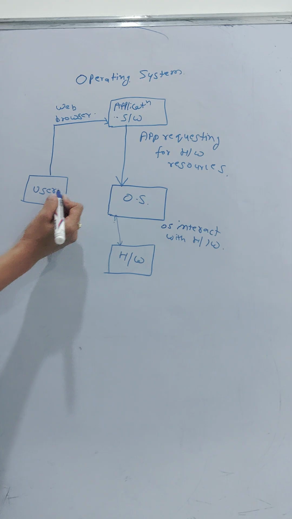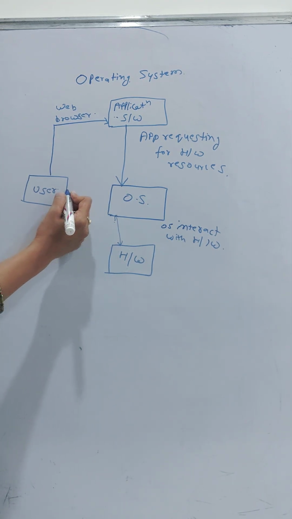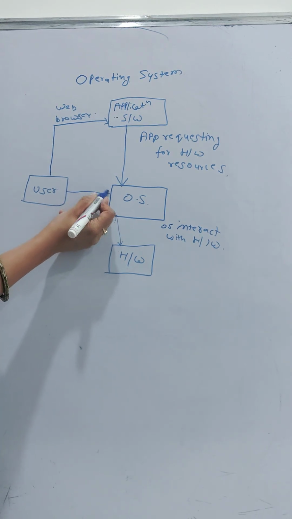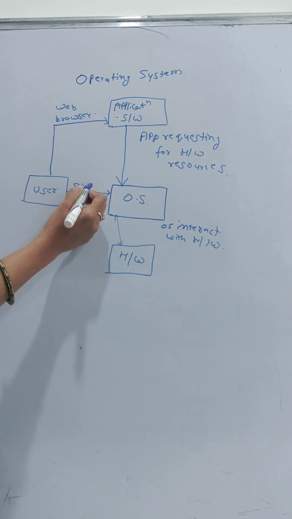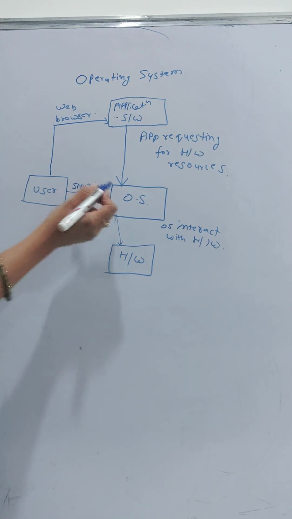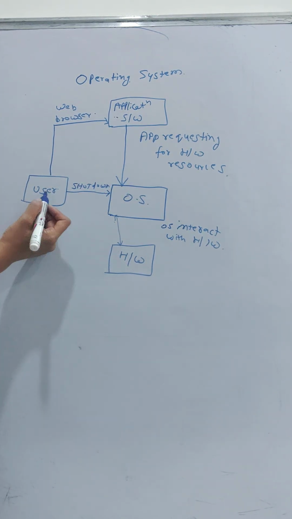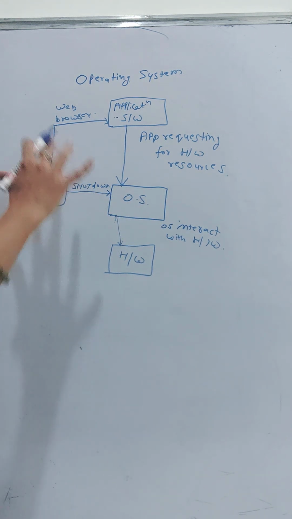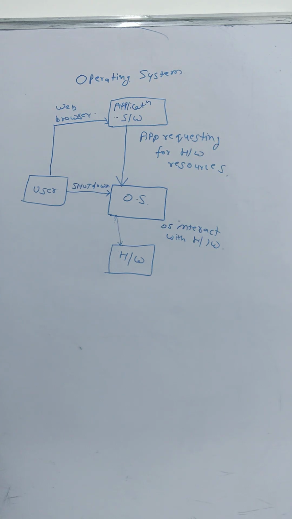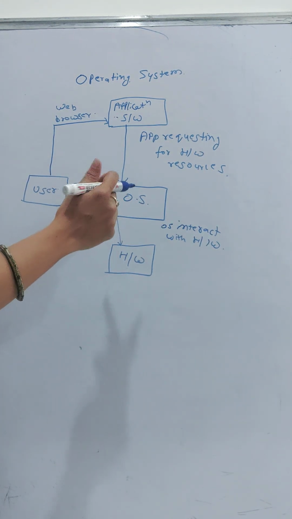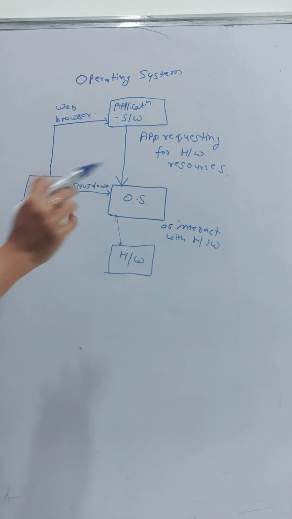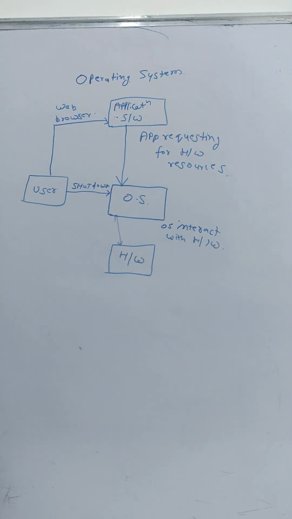Now there are some cases where user can interact with operating system using some UI. For example, shutdown button. So we have shutdown button. By clicking on that button, user can directly instruct operating system to shut down the system. In this case, what OS will do, it will close all the application software which is running in the main memory and it will shut down the system. So this is the complete flow.